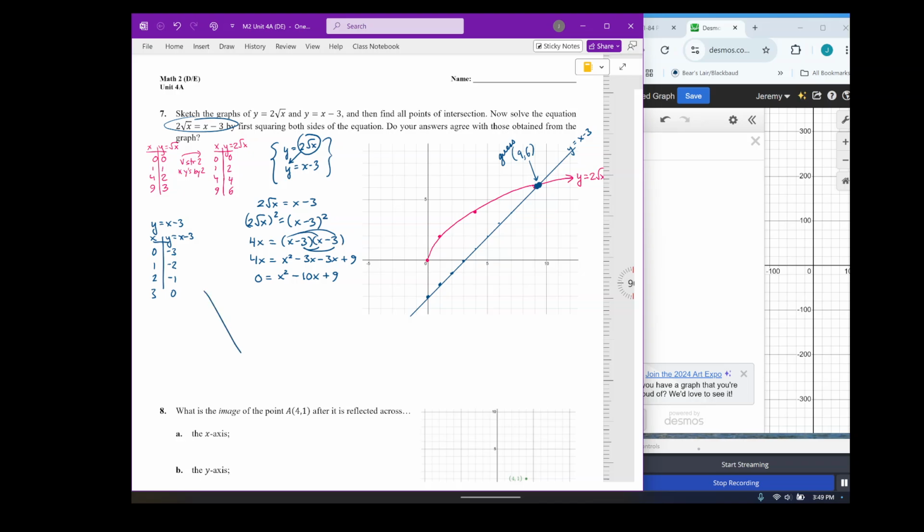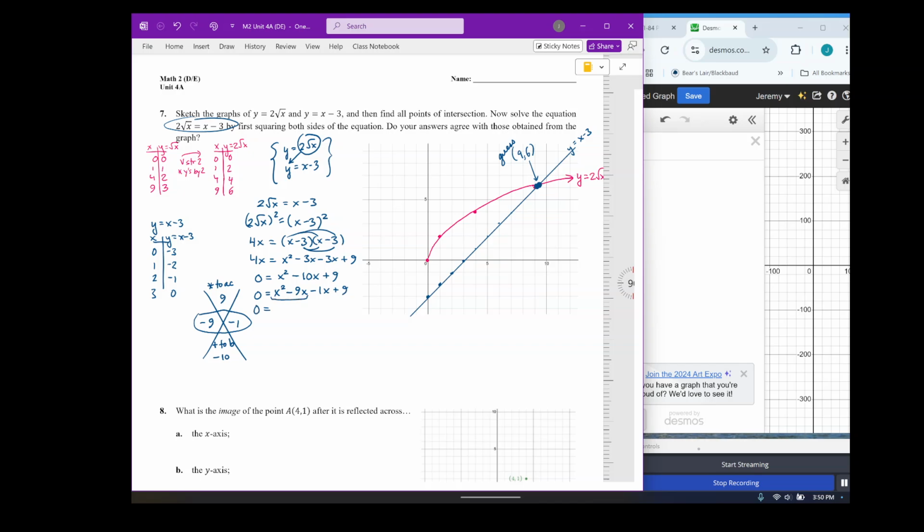So let's do that one. Split the middle. So if we multiply to AC, that's 1 times 9, and it's got to add to B, which is negative 10. So let's see. Two numbers to do that would be negative 9 and negative 1. So then we're going to get 0 equals, and we use these to split the middle term. So instead of negative 10x, it's now negative 9x minus 1x plus 9.